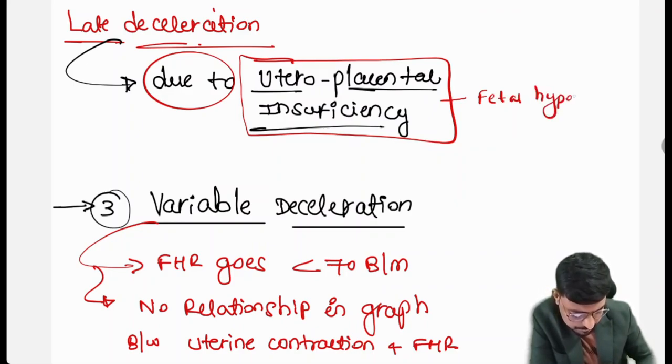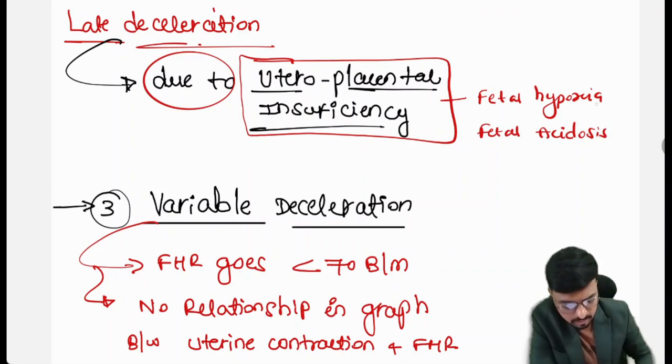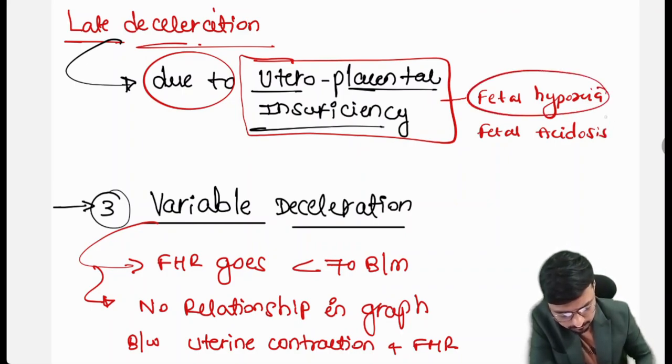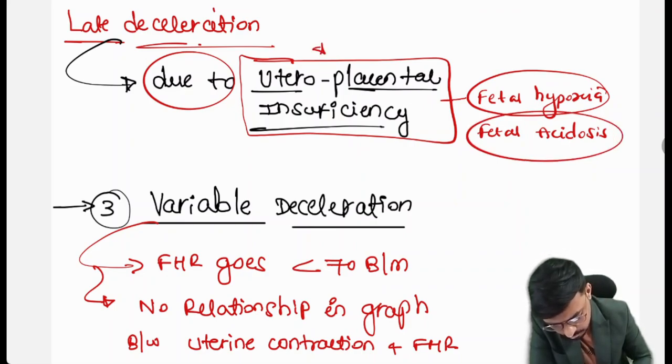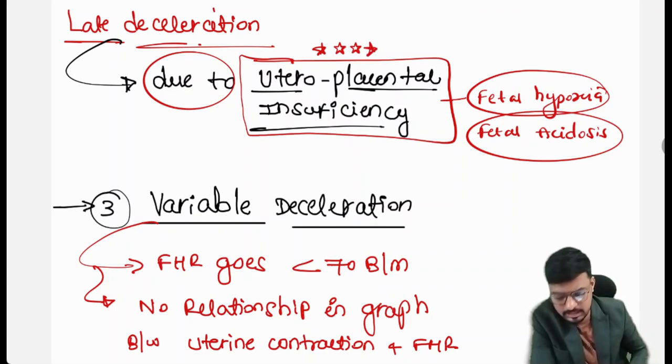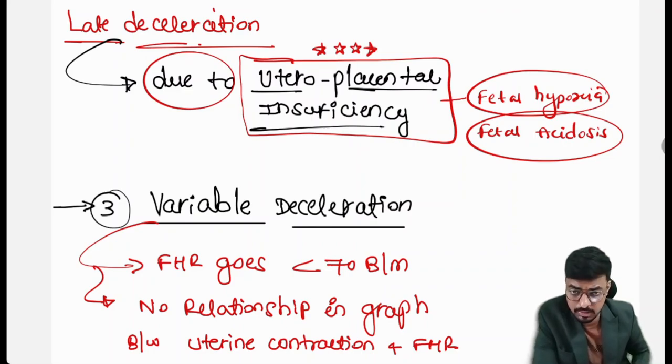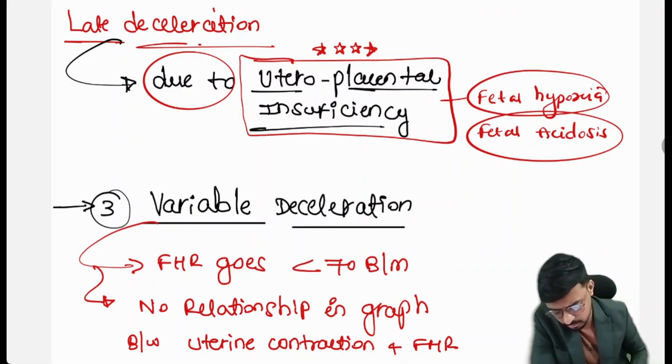fetal hypoxia, or leads to fetal acid-base imbalance, that is fetal acidosis. Okay, fetal hypoxia and fetal acidosis are very important, and mainly happen due to uteroplacental insufficiency. If the image-based question is not coming in your exam, this particular point will come in your exam. Keep it in your mind. Late deceleration happens due to uteroplacental insufficiency. That is very important.